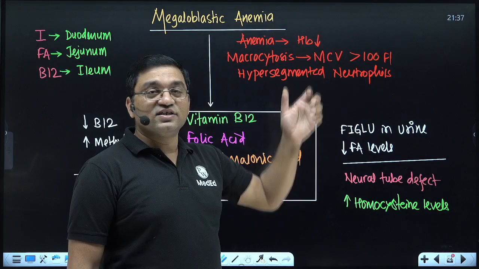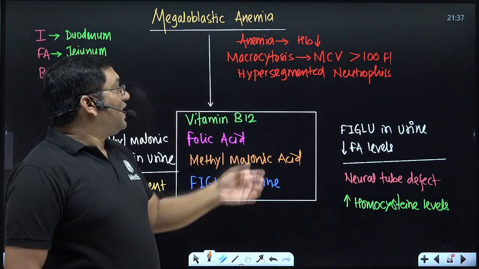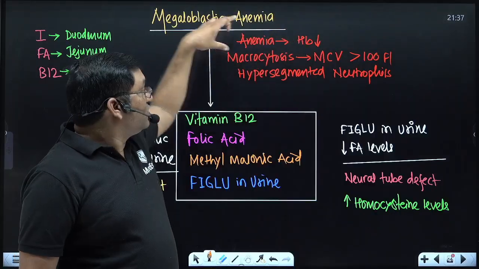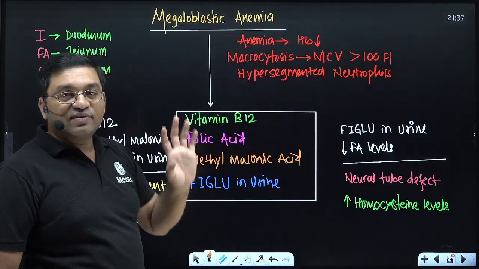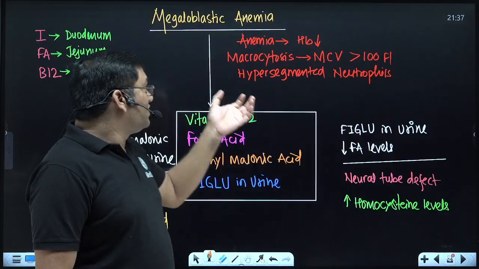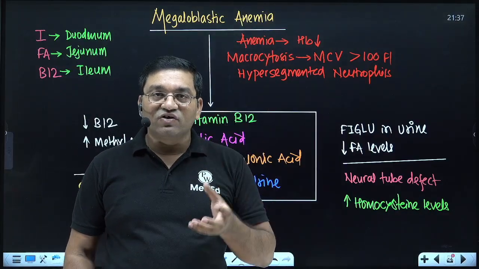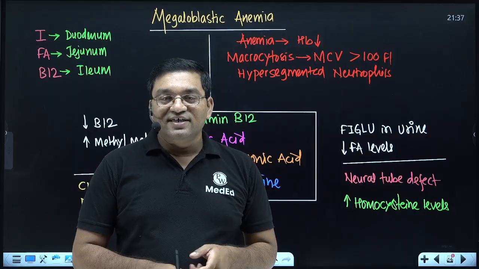Anemia means decrease in the hemoglobin level. And hypersegmented neutrophils, these are the features of megaloblastic anemia. So anemia, macrocytosis and hypersegmented neutrophils, because B12 and folic acid, principally the folic acid, are required for the synthesis of DNA and RNA.